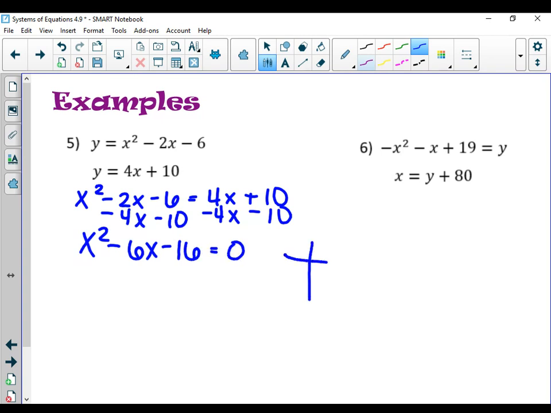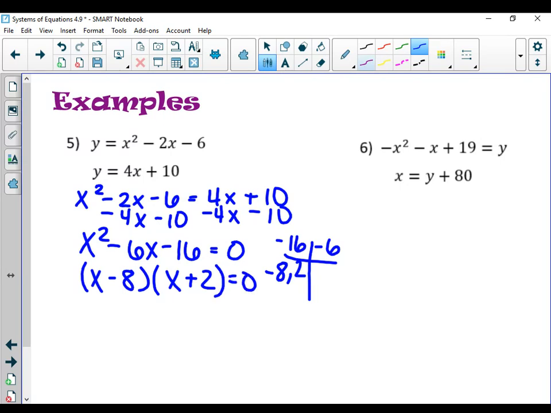And I want to find two numbers that multiply to get negative 16, but add to get negative 6. What are they? Negative 8 and positive 2. Remember, I want to get a negative 6 in the end. So then from there, I'm just going to write (x minus 8) and (x plus 2). And then if I set those equal to 0, I get x equals 8 and x equals negative 2.